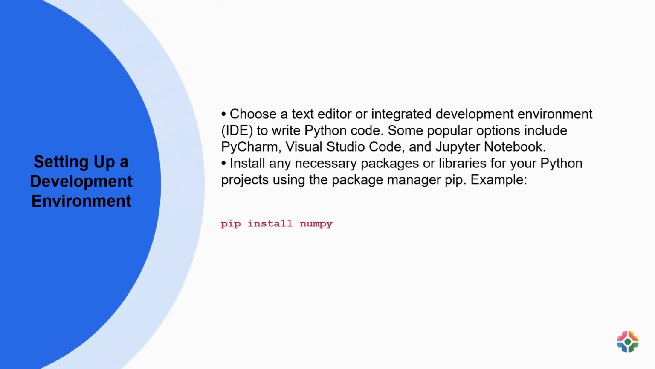When working with Python code, it is essential to select a suitable text editor or integrated development environment (IDE) for coding purposes, such as PyCharm, Visual Studio Code, and Jupyter Notebook. To enhance your Python projects, you can install required packages or libraries using the package manager pip. For instance, if you need to install the NumPy library, you can do so by running the command pip install numpy in your terminal or command prompt. By utilizing these tools effectively, you can streamline your development process and ensure that your Python projects are well equipped with the necessary resources for successful execution.